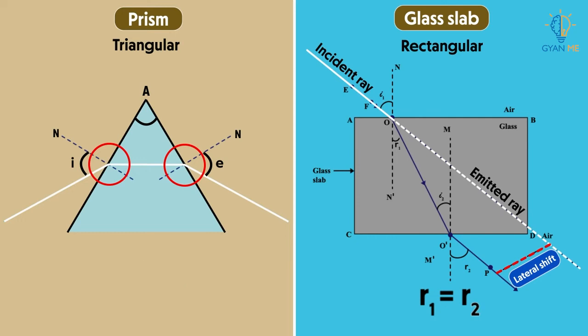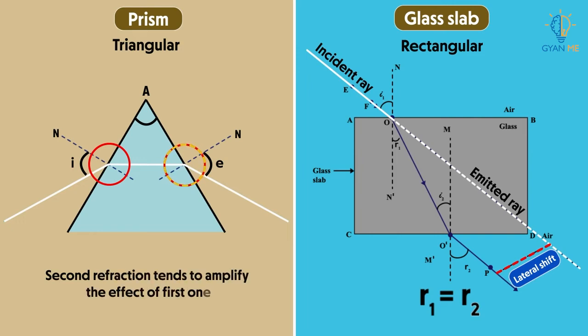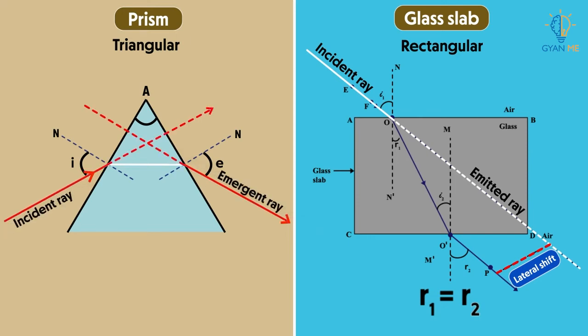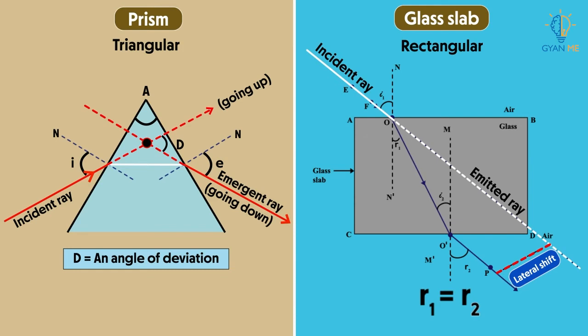In fact, the second refraction tends to amplify the effect of the first one. As a result, the direction of the emitted ray changes. Very clearly, it can be seen that this is the direction of the incident ray and that of the emergent ray is this one. One is going up while the other is going down. And so they both intersect at a point where they form an angle of deviation.